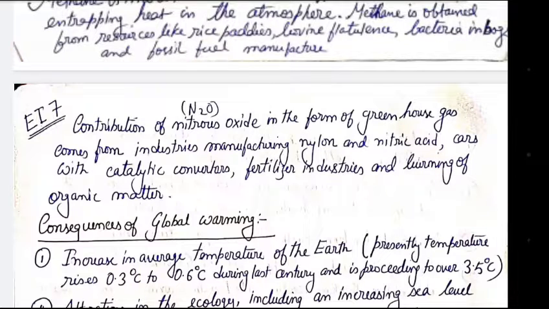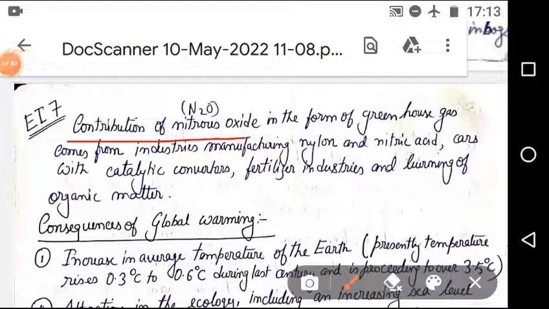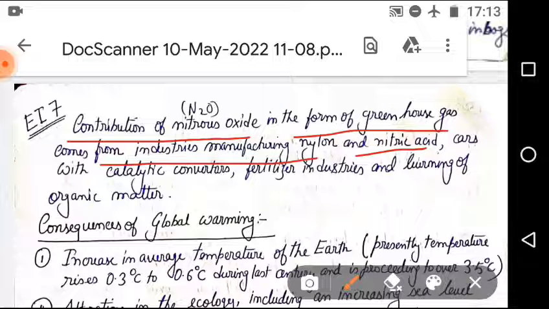Then the contribution of nitrous oxide is also a greenhouse gas, known as N2O, that is two parts nitrogen and one part oxygen. Nitrous oxide comes from industries manufacturing nylon and nitric acid. So those industries which manufacture nylon, and those which manufacture nitric acid, which is a very toxic, very dangerous acid, release nitrous oxide gas as a byproduct.